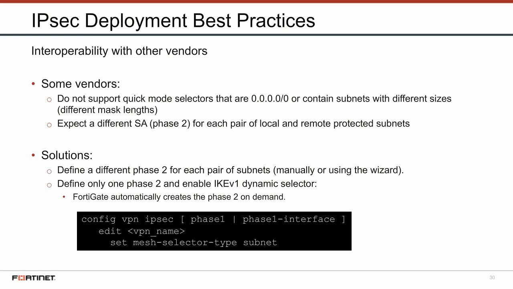One alternative is to use the command set mesh-selector-type subnet when configuring Phase 1. When you use this command, FortiGate automatically creates Phase 2 on demand. This can simplify FortiGate configuration considerably.